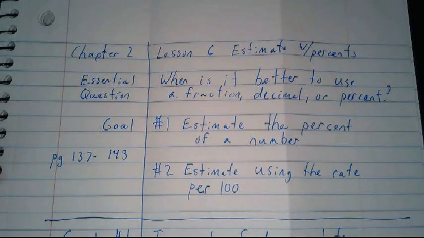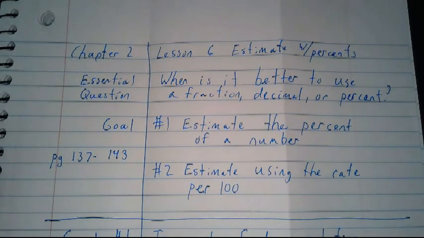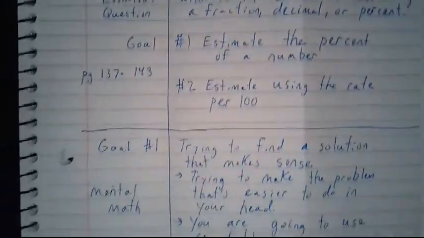There are two goals for this lesson. Number one, you're going to estimate the percent of a number. Number two, you're going to estimate using the rate per hundred. And by the way, this lesson starts on page 137 and ends on page 143.